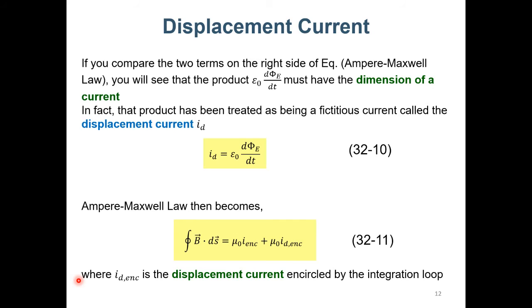So this is what you have learned in circuit analysis. You can regard this displacement current as the current of a capacitor. The current of a capacitor is somehow similar. So if you just replace this term with ID, the Ampere-Maxwell law can be written like this: mu0 I enclosed plus ID enclosed, where D denotes the displacement current.